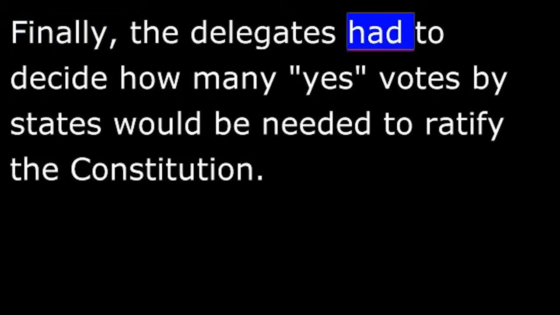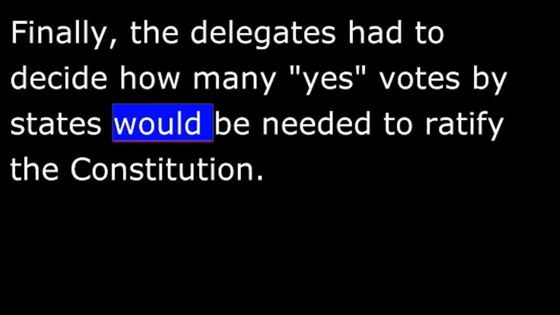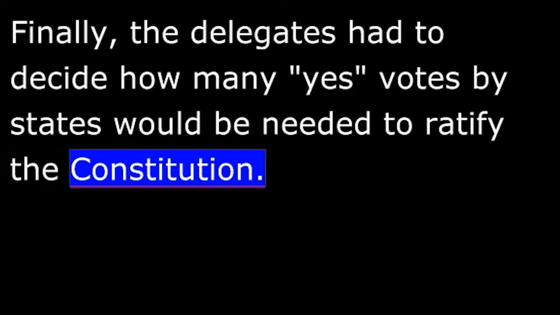Finally, the delegates had to decide how many yes votes by states would be needed to ratify the Constitution. Any changes to the Articles of Confederation needed ratification by all 13 states. The Philadelphia Convention was called only to change those articles, not to replace them. So all 13 states would have to approve. But several delegates said this would be impossible.